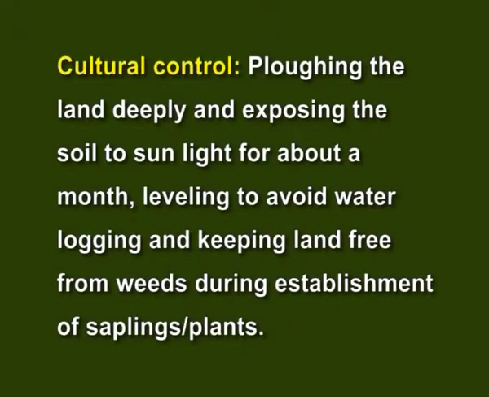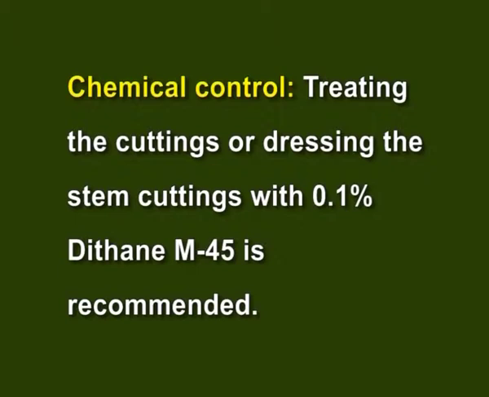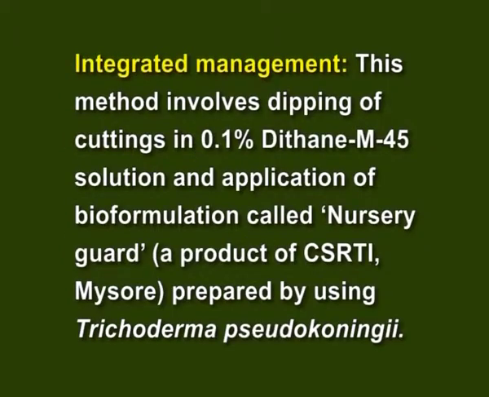Management. Cultural control. Plowing the land deeply and exposing the soil to sunlight for about a month, leveling to avoid waterlogging and keeping land free from weeds during establishment of saplings or plants. Chemical control. Treating the cuttings or dressing the stem cuttings with 0.1% Dithane M-45 is recommended. Integrated management. This method involves dipping of cuttings in 0.1% Dithane M-45 solution and application of bioformulation called Nursery Guard, a product of CSRTI Mysore, prepared by using Trichoderma pseudokoningii.